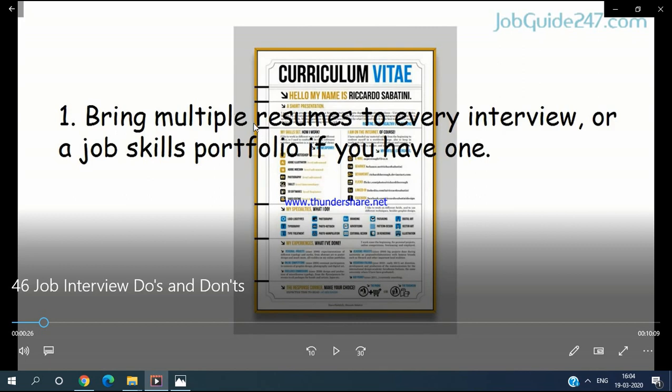Multiple resumes means to every interview we take more than one resume, or a job skills portfolio if you have one.